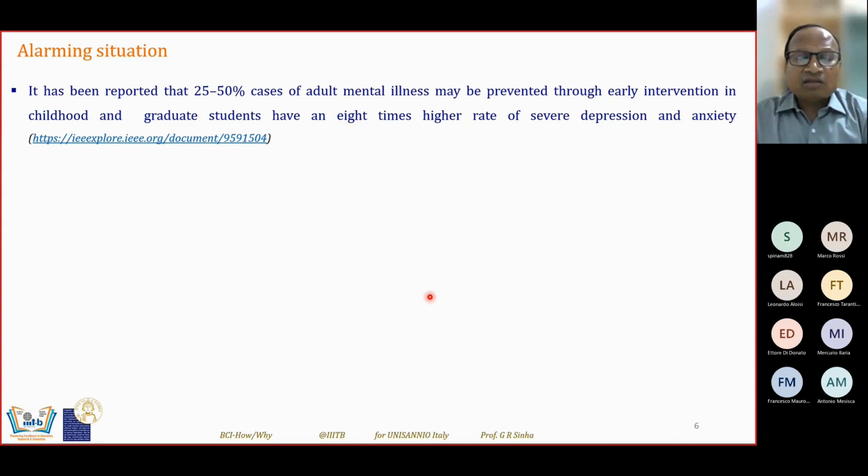Is there anyone else waiting in the lobby? Yeah, anyone else waiting in the lobby, please?